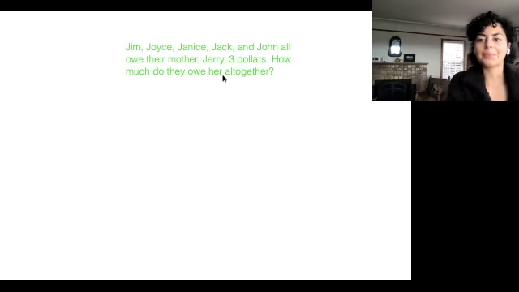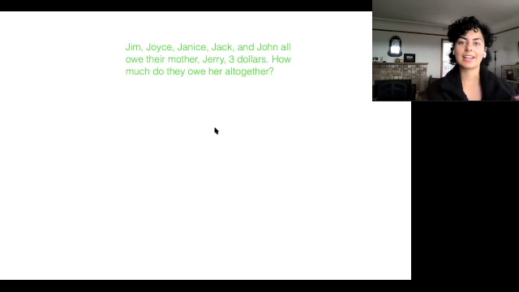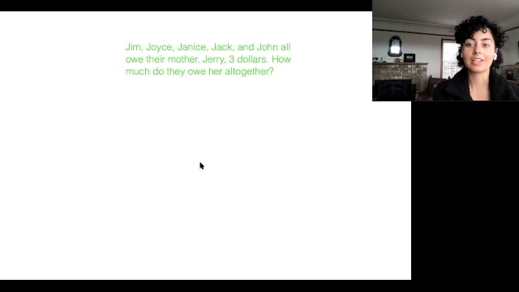Okay, so let's take a look at multiplication with negative integers. So this is a problem. Jim, Joyce, Janice, Jack, and John all owe their mother, Jerry, $3. How much do they owe her altogether? So basically, we have five people.